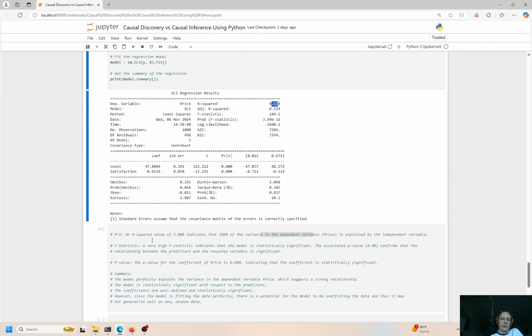So 0.13. The F statistic is 149. So that's kind of high. The p-value is pretty low here, so that looks good. So there is a statistical significance here, but the t statistic is actually negative.